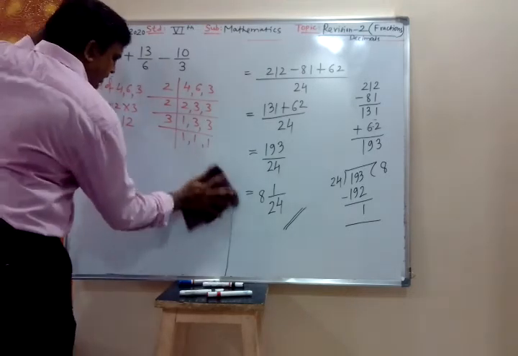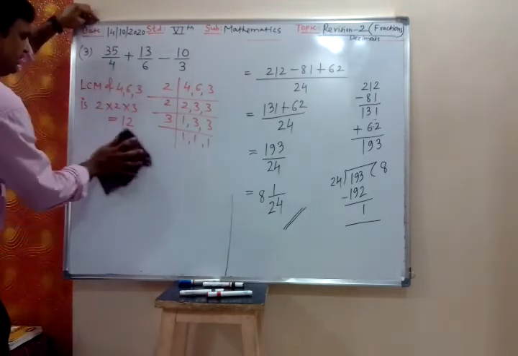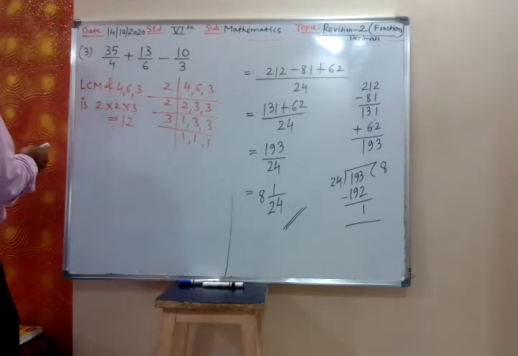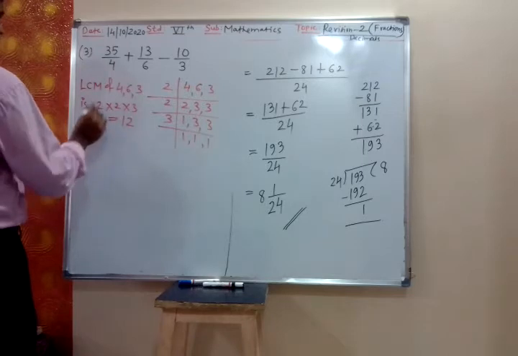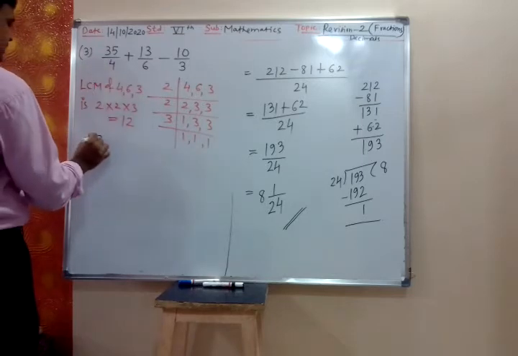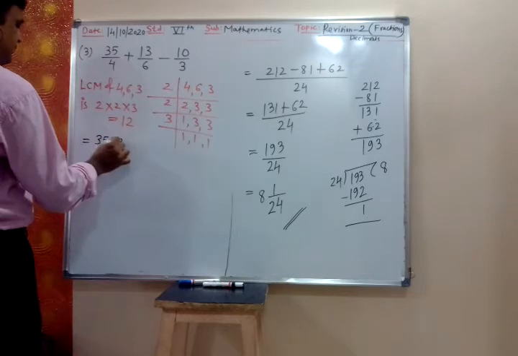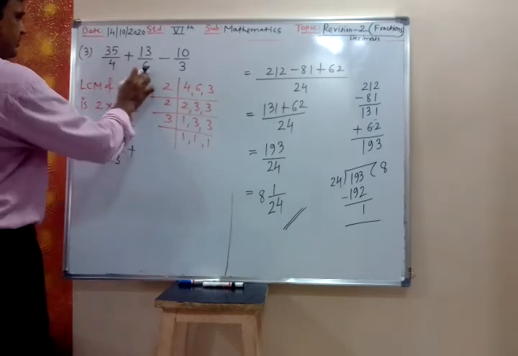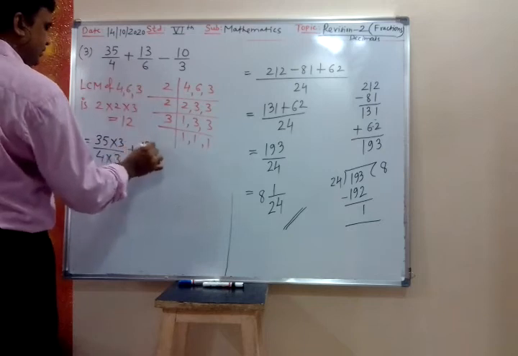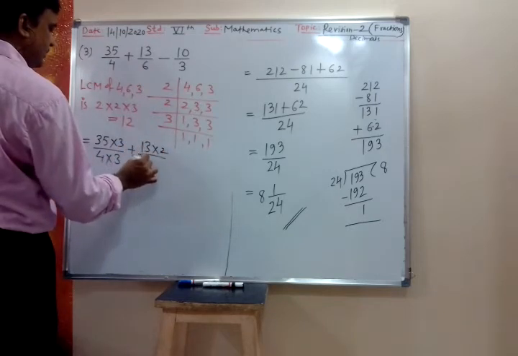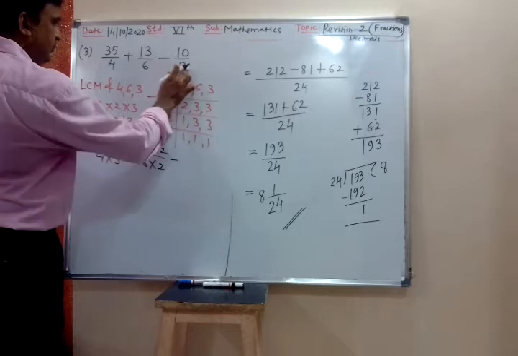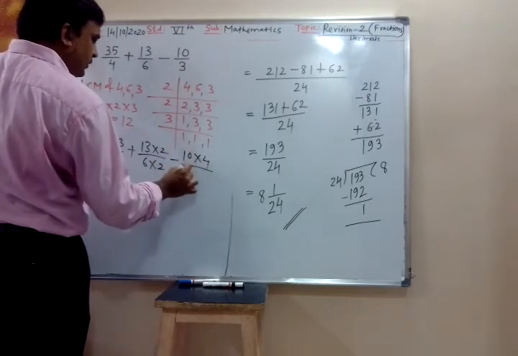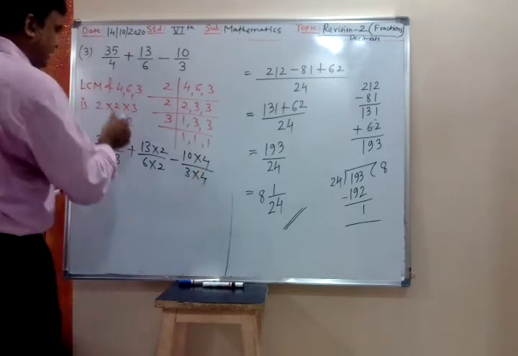Now we convert the denominator of each fraction to 12, because the LCM of 4, 6 and 3 is 12. So this 4 I will multiply by 3: 35 into 3 upon 4 into 3, plus this 6 I have to multiply by 2: 13 into 2 upon 6 into 2, minus 3 I have to multiply by 4: 10 into 4 upon 3 into 4. We have to make the denominator 12.